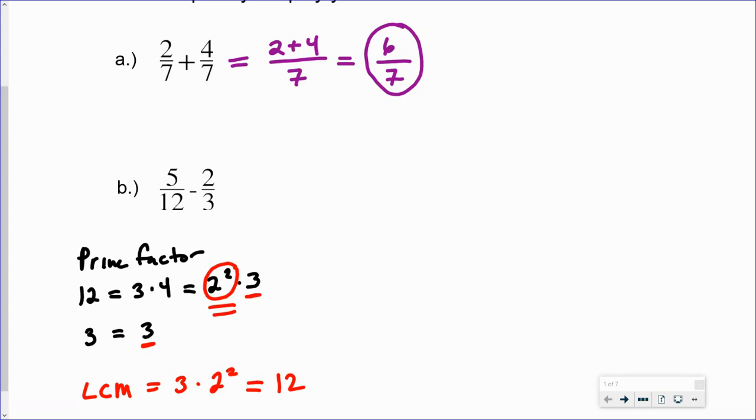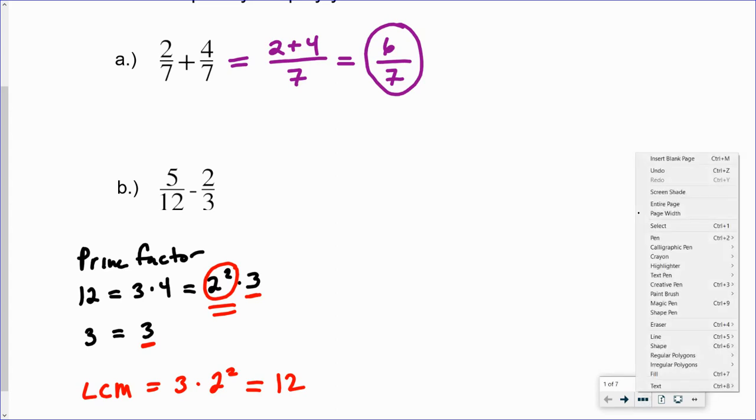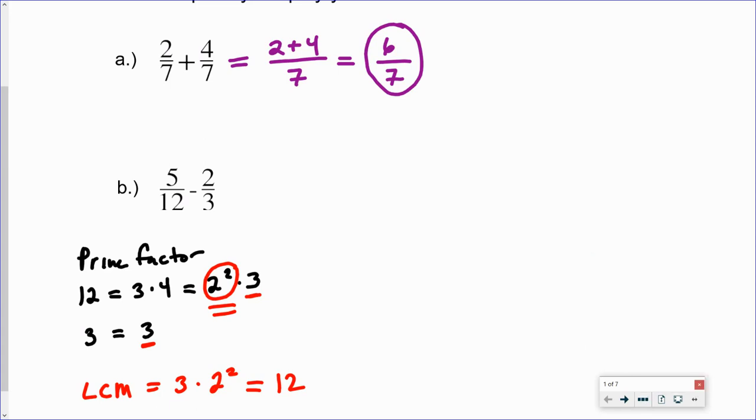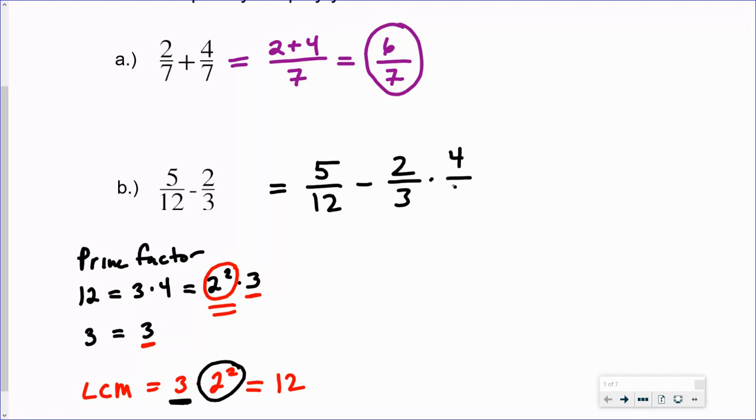So now what we need to do is multiply each of those fractions by a number so we get a common denominator. So in this case, 5 over 12 already has that common denominator of 12, so we're good to go there. 2/3, however, has the factor of 3, but it's missing the 2 squared. So 2 squared is 4, so I'm going to multiply the numerator and denominator by 4. So I'm multiplying 2/3 by 1. So I'm not changing the value of 2/3, I'm just changing the way that it looks.